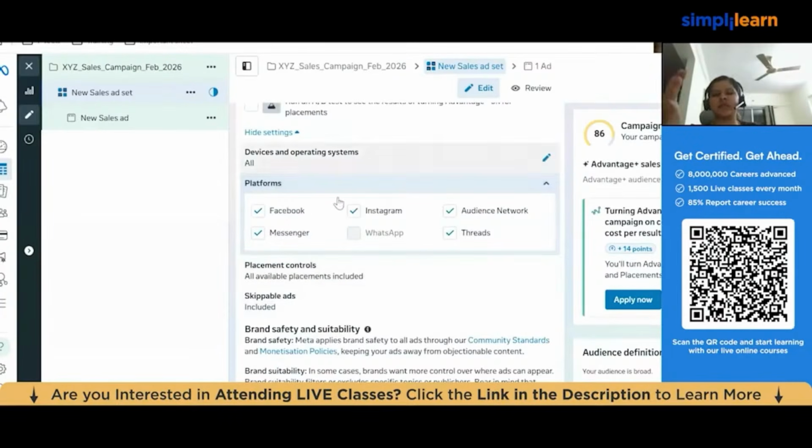WhatsApp is still getting integrated, so hence it's not appearing for now. But yeah, you have Instagram. Audience Network is third-party websites and apps. Meta has collaborated with a lot of third-party websites and apps where you can show your ad.